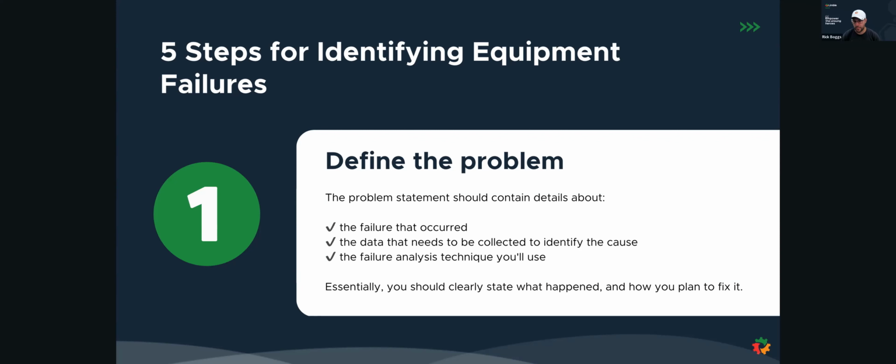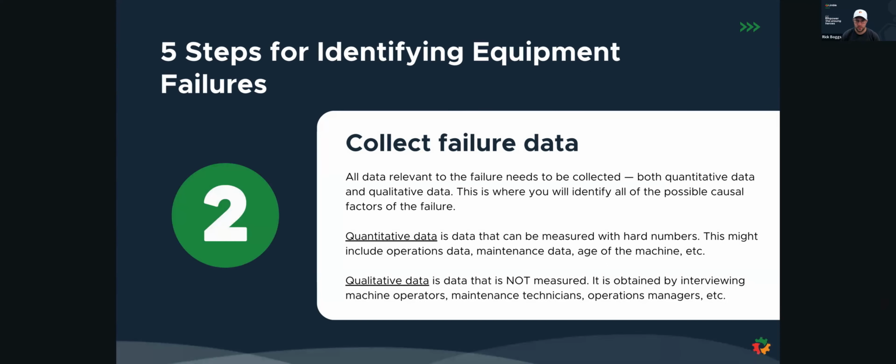Next is actually going out there and collecting the failure data. All the relevant data has to be collected. We need both quantitative and qualitative data. And this is where you're going to identify all the different possible causal factors of the failure. Just a quick review: quantitative data is data that can be measured with hard numbers. This could be operational units, cycle time, age of the piece of equipment, runtime hours, things like that. And this is where the CMMS really comes in handy. You can track things like age, downtime hours, and which parts were used. We can talk a little bit more about this in a minute.